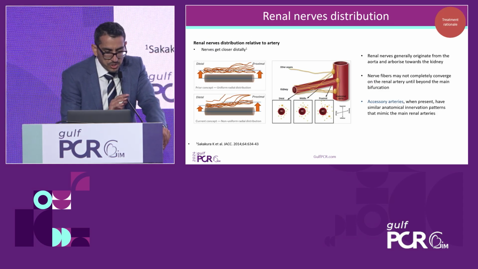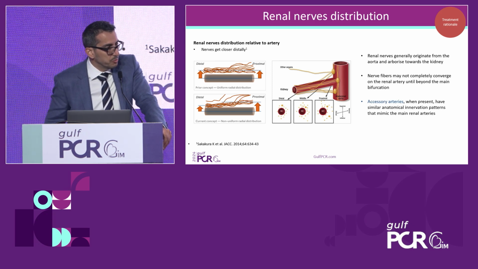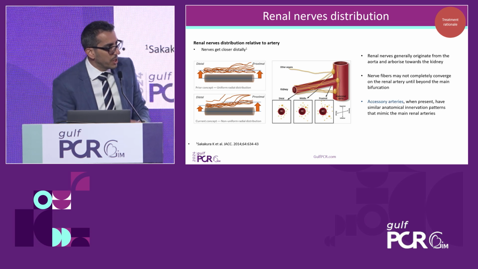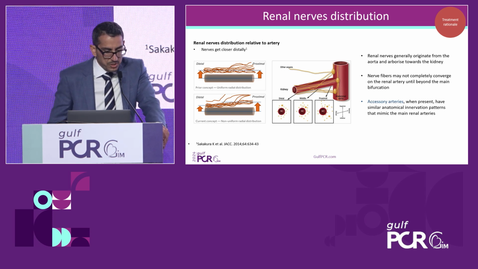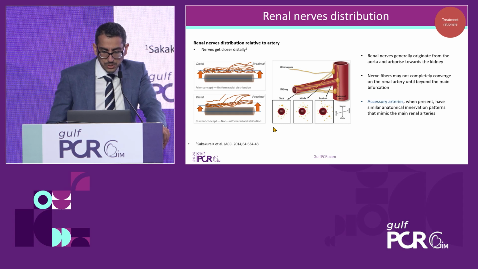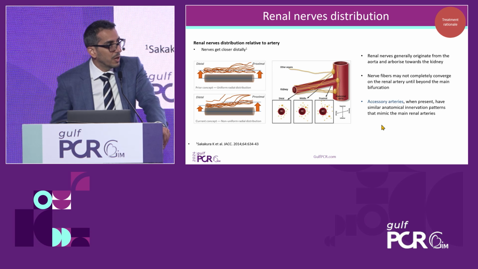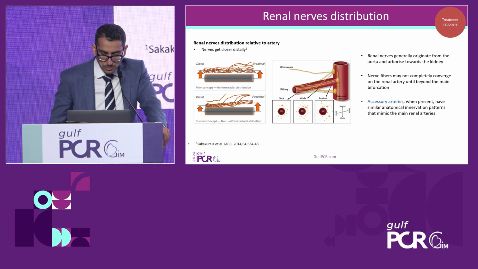One of the key things, as mentioned earlier, is understanding the renal nerve distribution around the renal artery, and this really helped reshape the thinking of the procedure itself. Initially, we thought the distance between the nerve and the artery was the same, whether proximal or distal. We now have a better understanding that these nerves are coming in and coalescing around the artery as we move more distal. This changed the concept of how we do the ablation itself. The other key concept to understand is that accessory arteries also have nerves supplied to them.